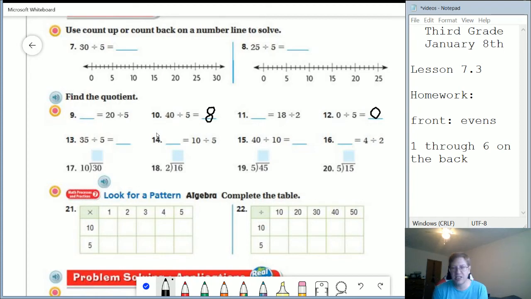Number 14, we are doing 10 divided by 5. So how many times does 5 go into 10? Or how many times can I count by 5 to get to 10? That would be twice. So we would go 5 and then 10.